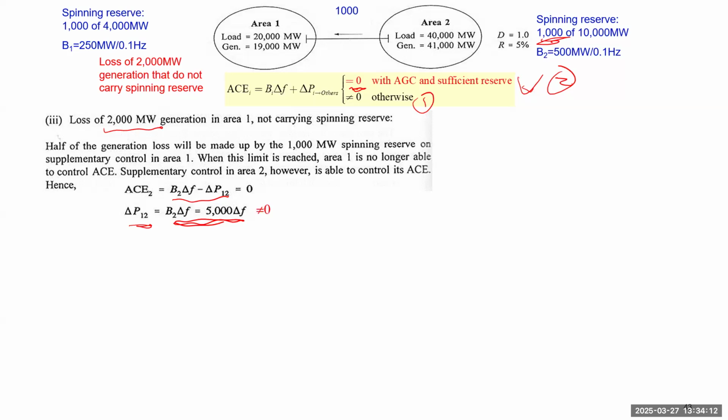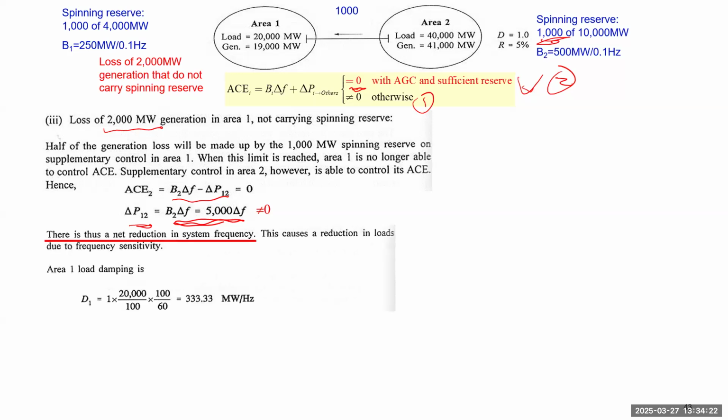All right. So this is not 0. Because if it's 0, you are not able to utilize spinning reserve in area 2. Your area 2 is going to send some power to area 1. So there must be some frequency change. Here is a decrease of frequency because the generation is somehow lost. And so this is the D.